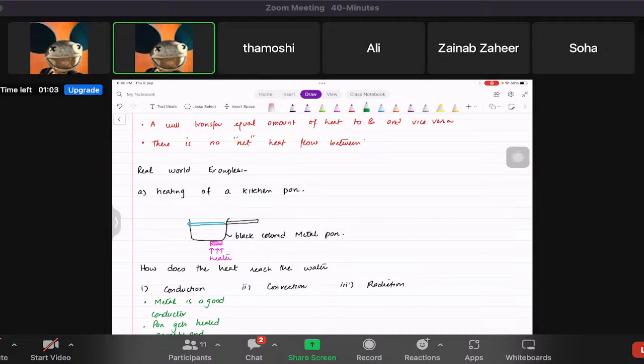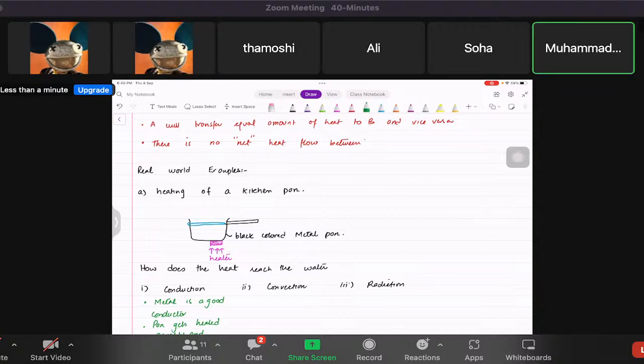Okay. Then what about convection? How does that happen in this? Who can tell me this? The heat rises from the bottom to top and cool comes from the top to bottom. Okay, yes, that's correct. So basically, the heated water is going to rise and the cold is going to sink. That would create a convection current. So we're going to write that too.